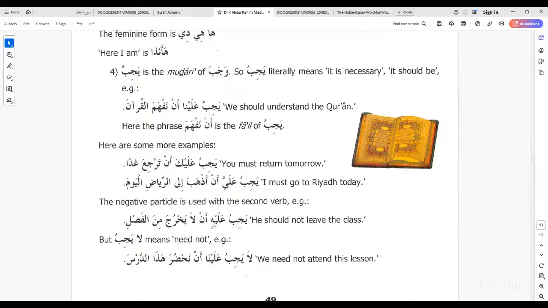Got it. Thank you. Huwa is one person. If it was, for example, yajibu alayhim, he should not, then what would this be? Yajibu alayhim, upon them, it is necessary, what? Yakhrujuna then. Exactly. Alla yakhrujuna min al-fasli. They should not leave the class. Exactly. Here, it is he should not leave the class.